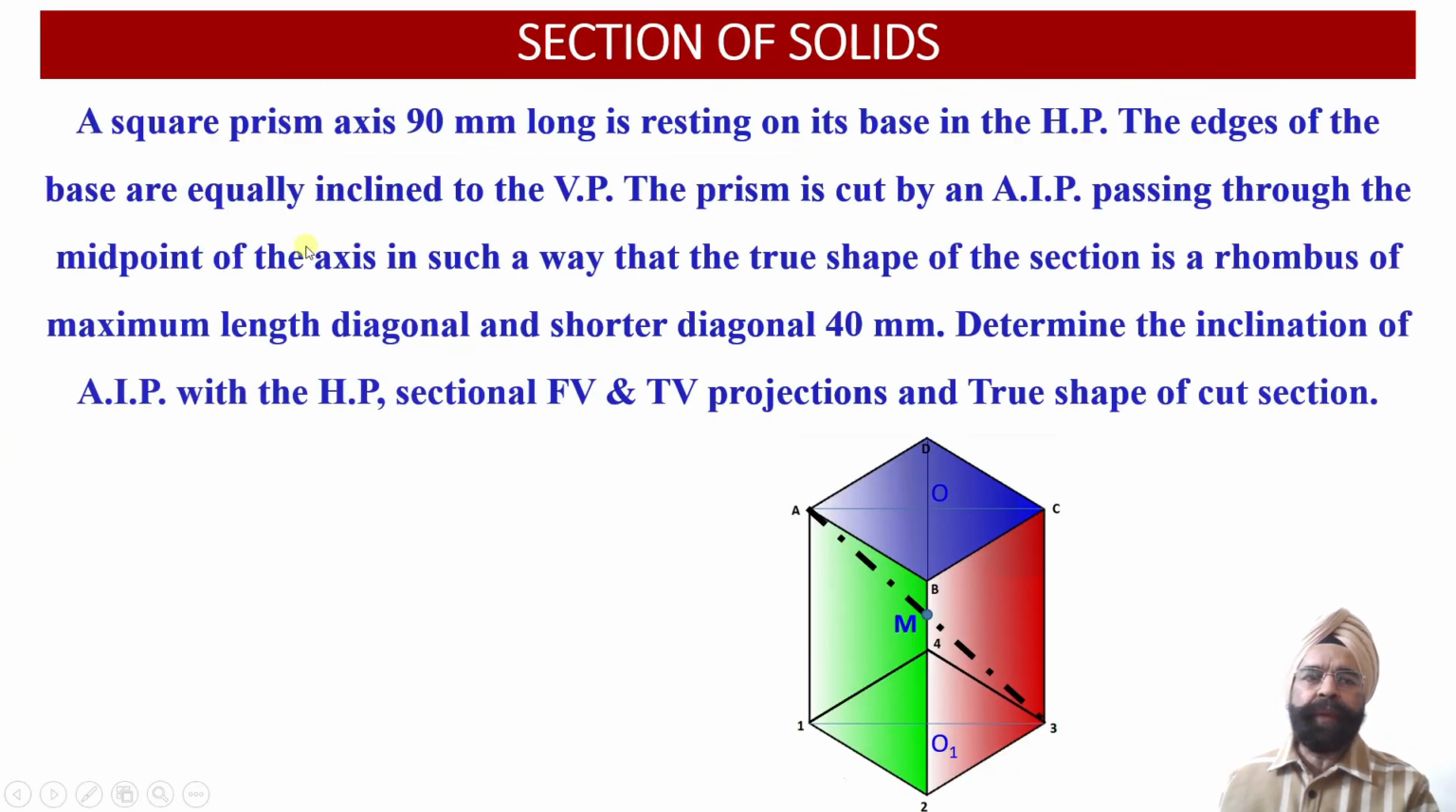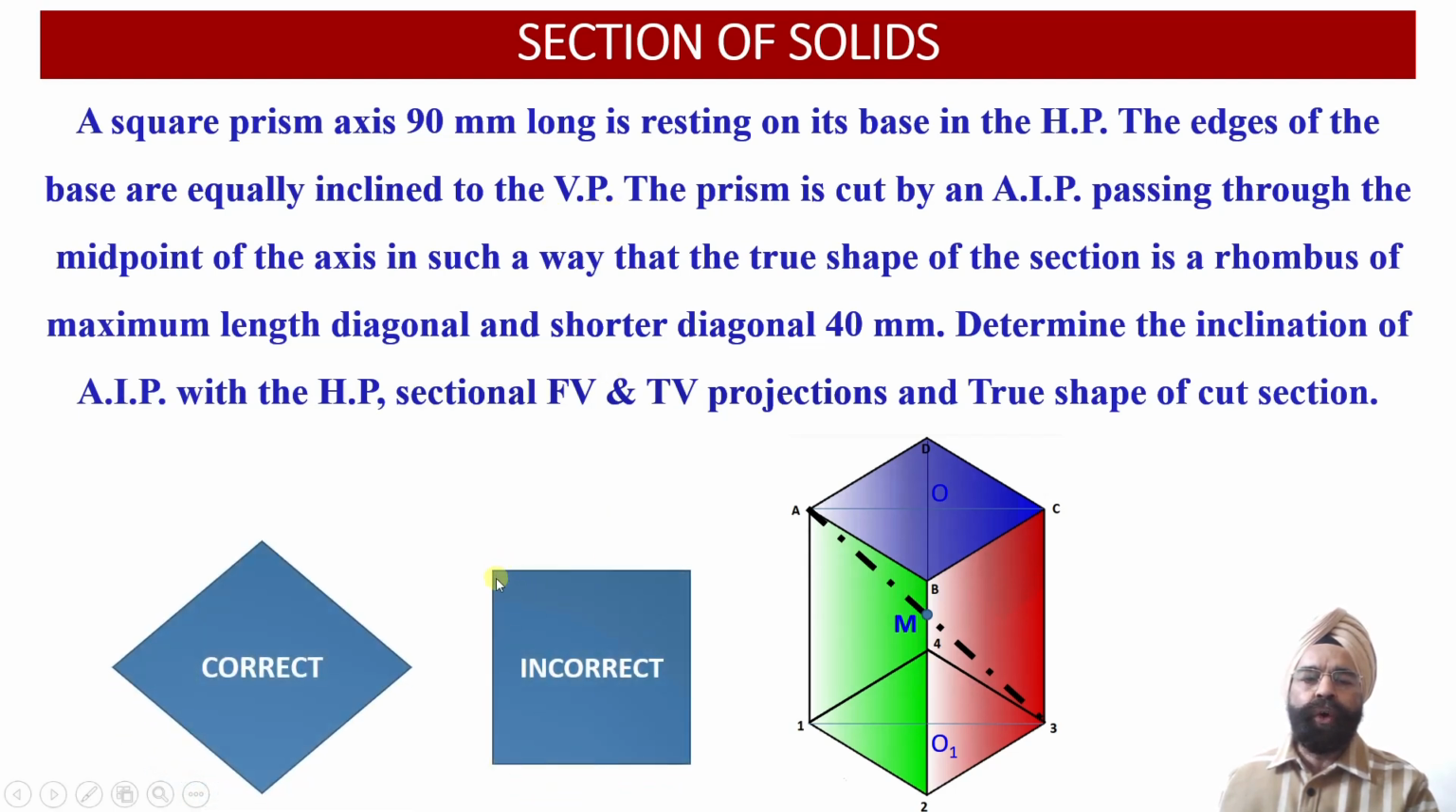Now here we have been provided with a square prism having axis height 90 millimeter, which is resting on its square base onto the horizontal plane, and the edges of the base of the square prism happen to be equally inclined with respect to the vertical plane.